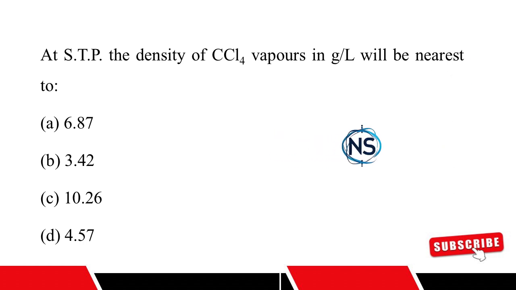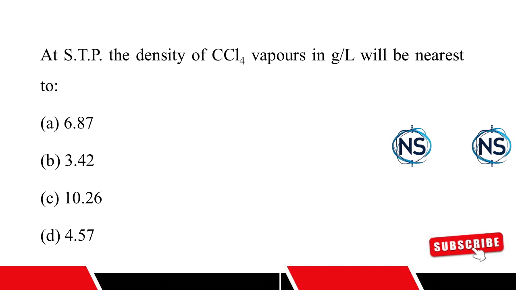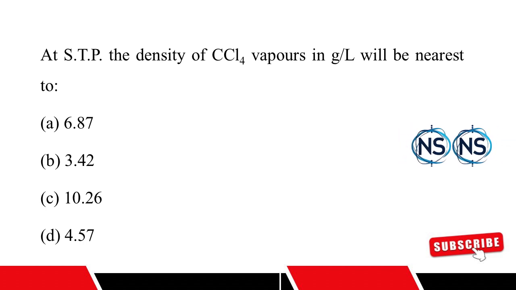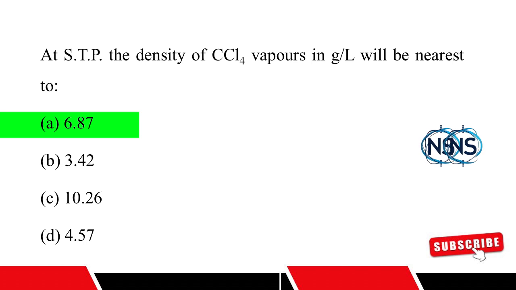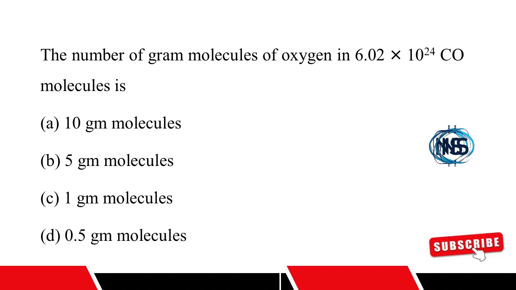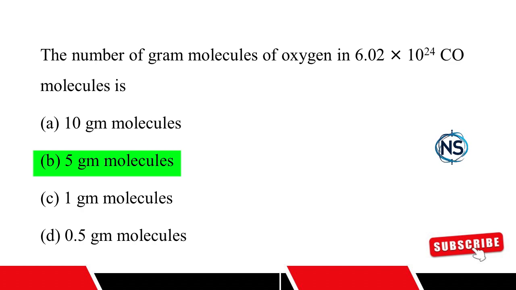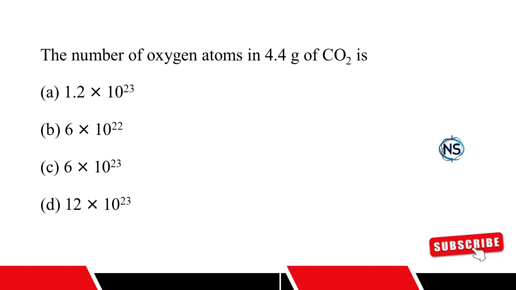At STP, the density of carbon tetrachloride vapors in gram per liter will be nearest to. The correct option is A. The number of gram molecules of oxygen in 6.02 × 10²⁴ carbon monoxide molecule is. The correct option is B. The number of oxygen atom in 4.4 gram of carbon dioxide is. The correct option is A.